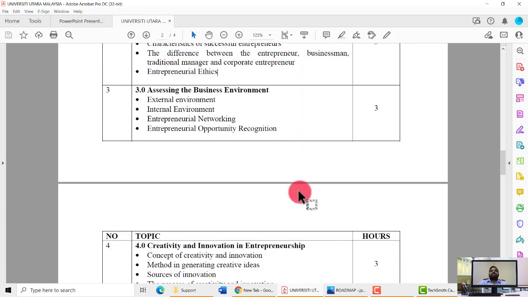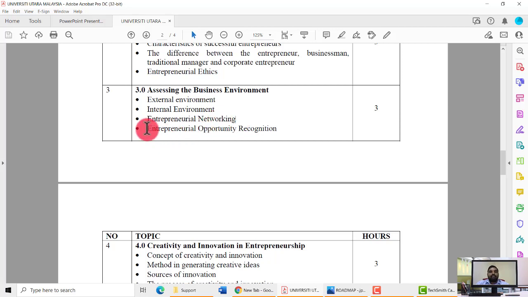Okay, the third one is you will learn about business environment. When you talk about a business environment, there are only two: either external or internal. There are some details I will cover during the classroom. Also, you will learn entrepreneur networking. Networking is very important: networking with your supplier, with your customer, and with the government agencies. This is very important when you run a business, because networking will make you more successful.